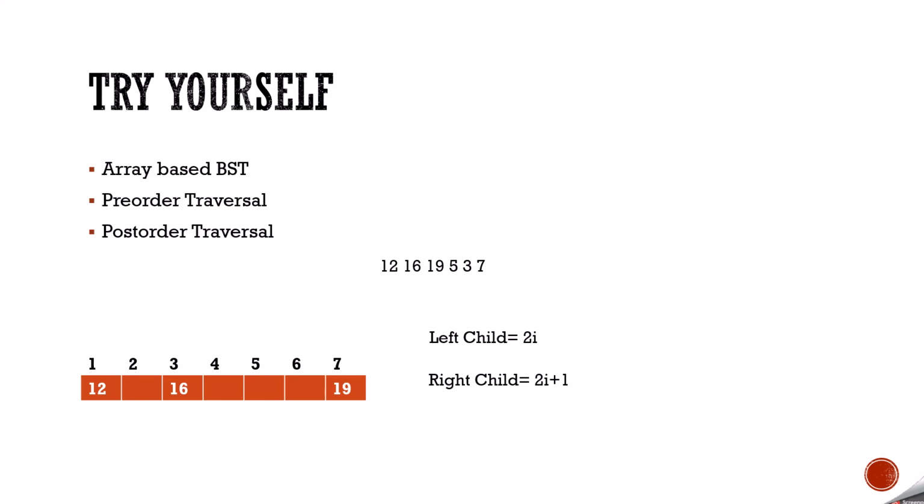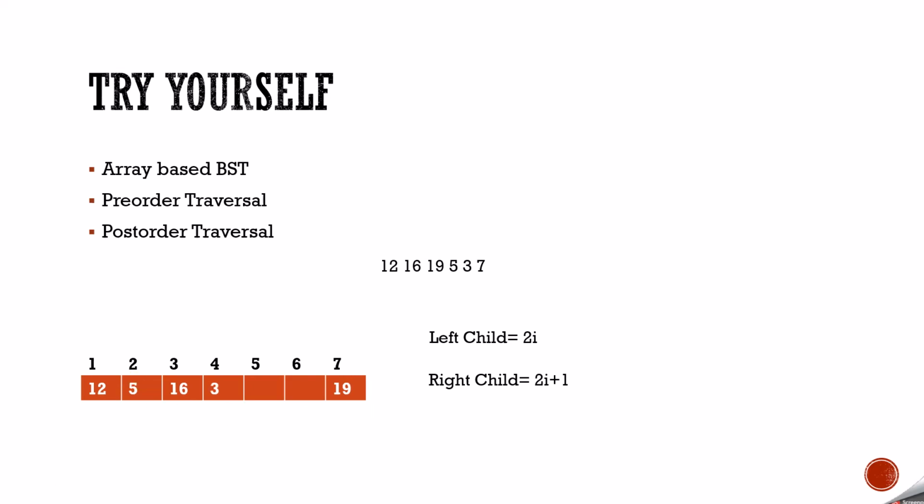Next is 5. I'll check it with 12. 5 is less than 12, which means it should go to the left child. Left child means what position? 2i, which is 2. So I'm going to store 5 in 2. Similar to that, I'm going to store 3 in the left child of 5. First I'll check with 12: 3 is less than 12, so it will go to the left child. 3 is less than 5, so again it will go to the left child of 5. Left child means 2i, which means 4. So I'm going to store 3 in 4.